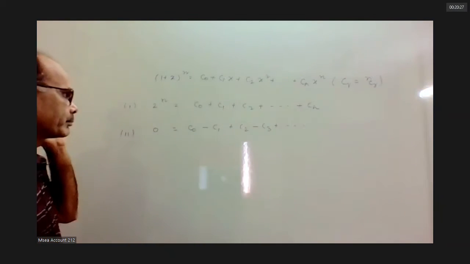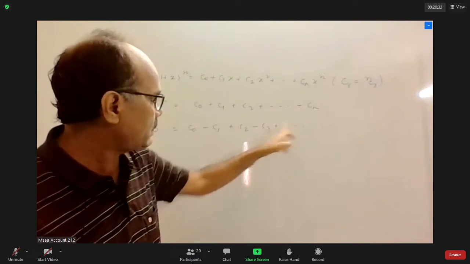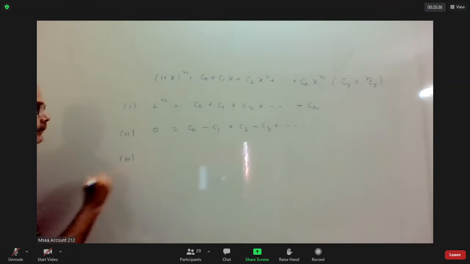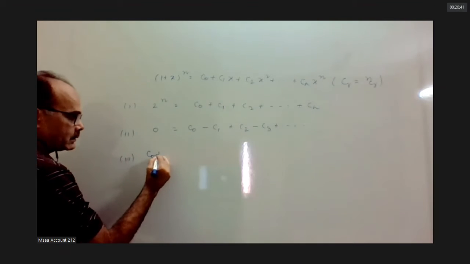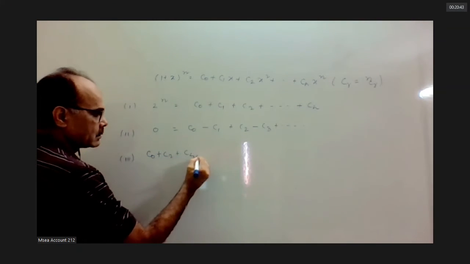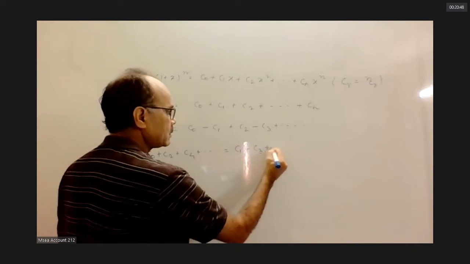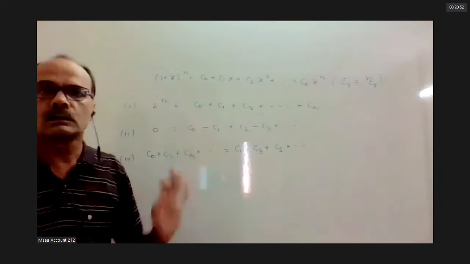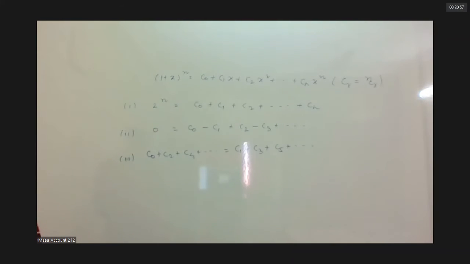So depending on n, whether it is even or odd, accordingly the sign will be. Third, from here I can write the sum of even binomial coefficients equals the sum of odd binomial coefficients.